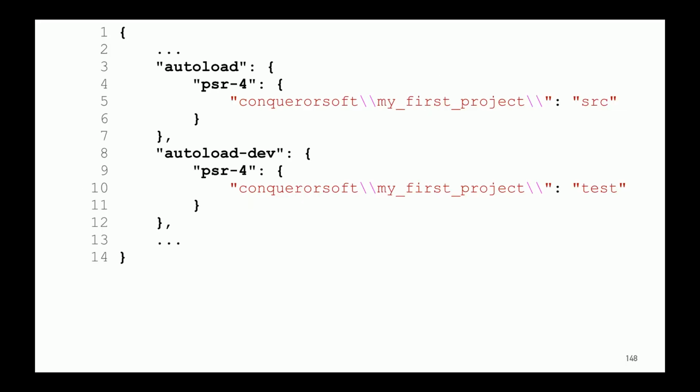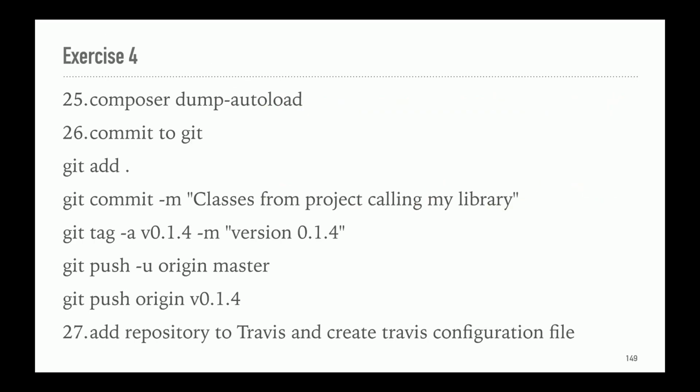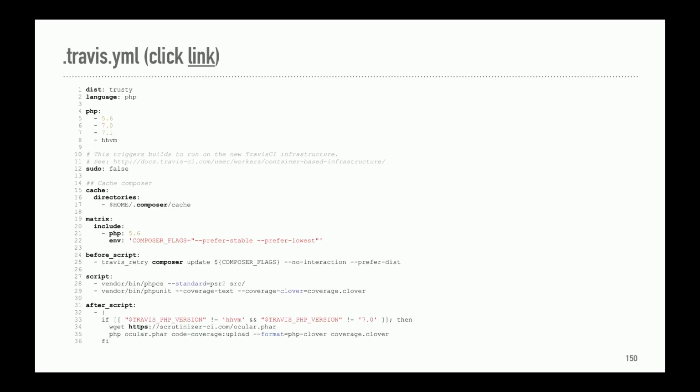And it is important to have that composer autoload key defined there also. So in this case, we are not talking about our library, we are talking about our project. So the source is going to be under ConquerorSoft, my first project. The test is going to be under ConquerorSoft, my first project. Then we can use composer dump-autoload to have those created.